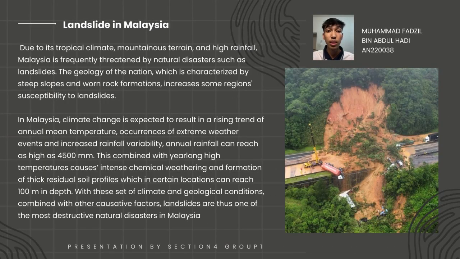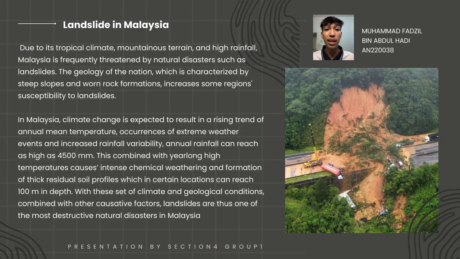Landslide in Malaysia. Due to its tropical climate, mountainous terrain and high rainfall, Malaysia is frequently threatened by natural disasters such as landslides. The geology of the nation, which is characterized by steep slopes and weathered rock formations, increases some regions' susceptibility to landslides. In Malaysia, climate change is expected to result in a rising trend of annual mean temperature, occurrence of extreme weather events and increased rainfall variability.